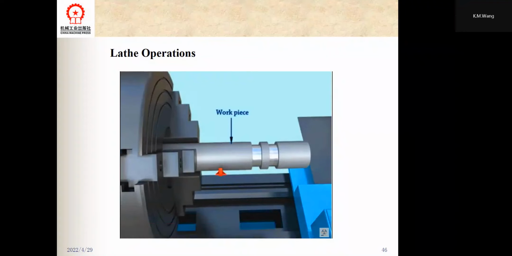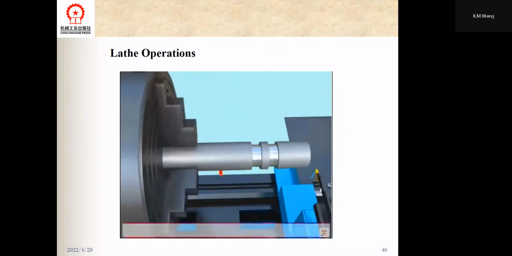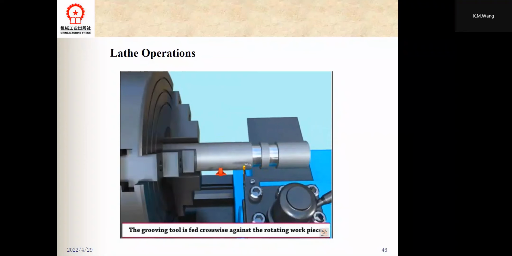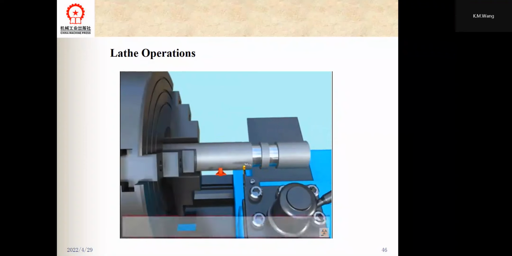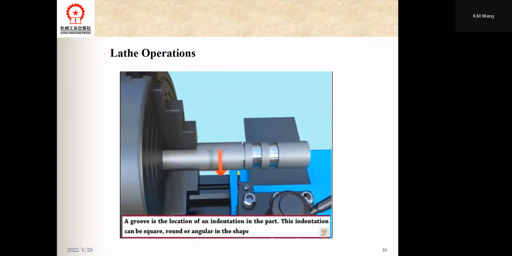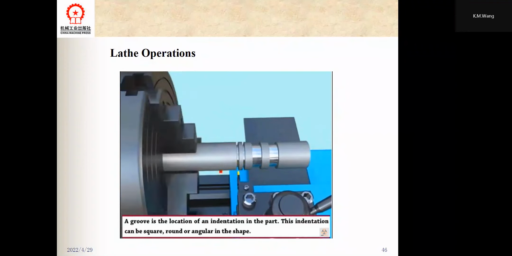Consider a workpiece held in lathe. The grooving tool is fed crosswise against the rotating workpiece. A groove is the location of an indentation in the part. This indentation can be square, round, or angular in shape.